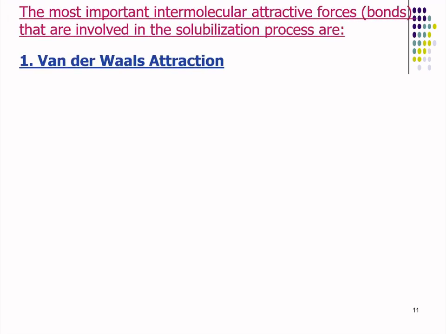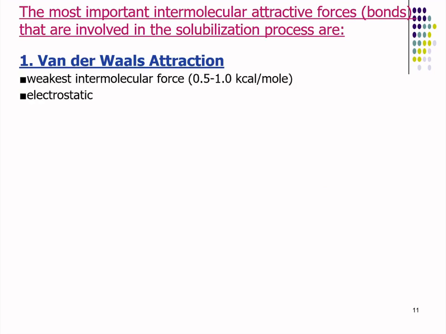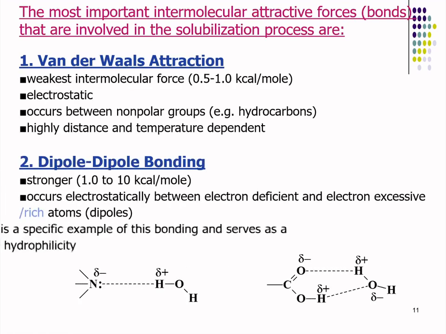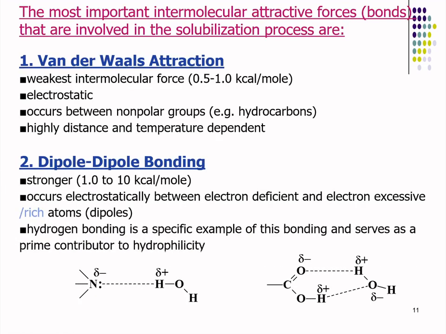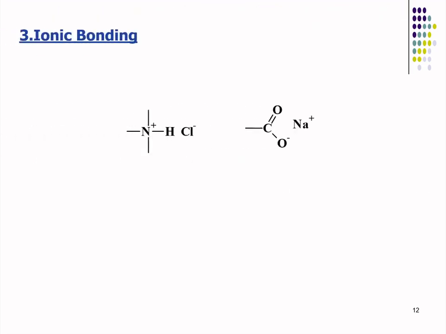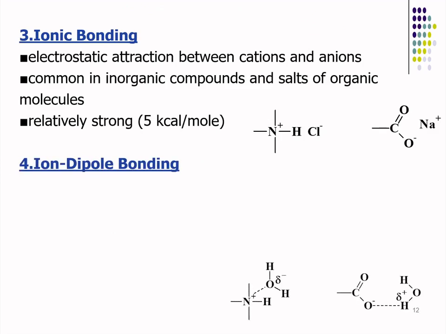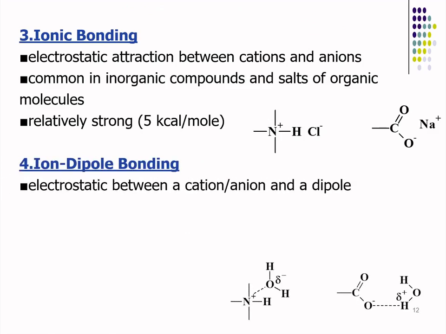The most important intermolecular attractive forces involved in the solubilization process are van der Waals attraction, the weakest molecular attraction, and dipole-dipole bonding, which is a little stronger than van der Waals attraction, and then ionic bonding, which is stronger than the previous two, relatively strong at 5 kilocalories per mole. And ionic dipole bonding, which is electrostatic between a cation, an ion, and a dipole.